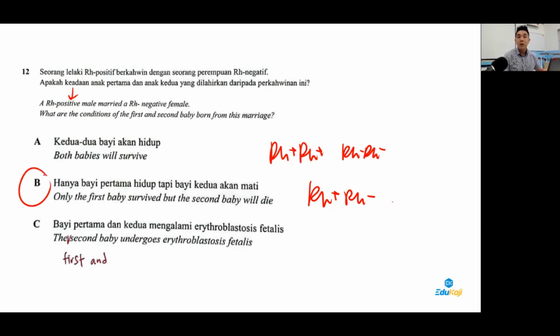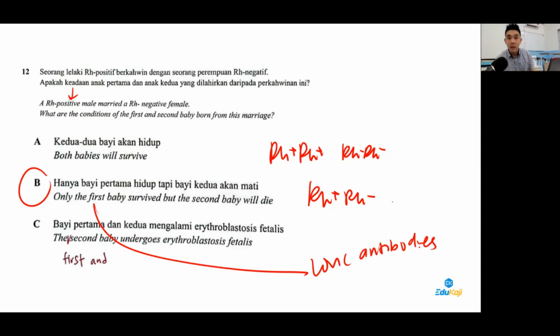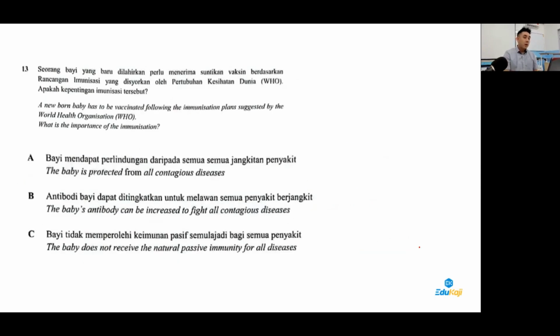Normally that's the case, because why can the first baby survive? Because the concentration of antibodies is still low. By the time it reaches the second baby, the antibody concentration is very high. It can attack and kill the fetus. But nowadays there is an injection to overcome it. Okay, guys.